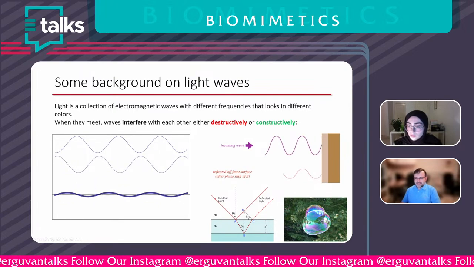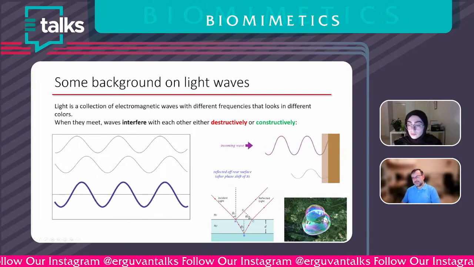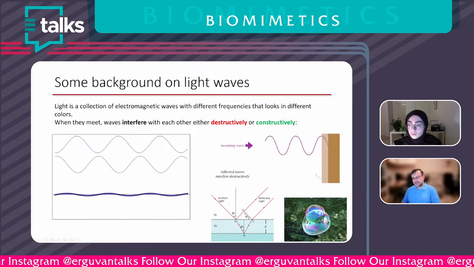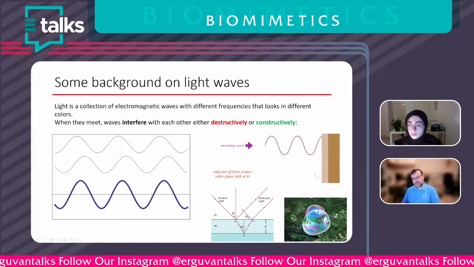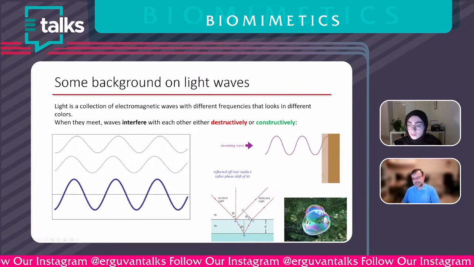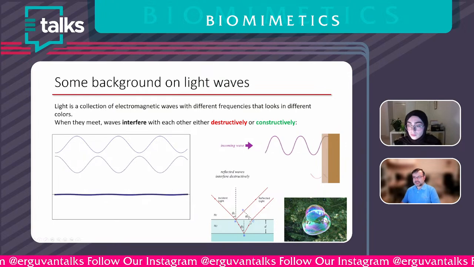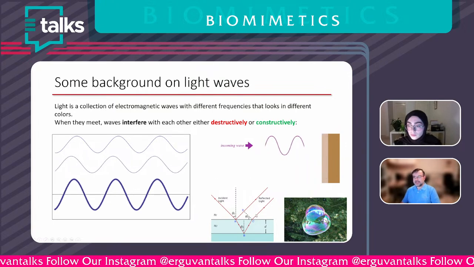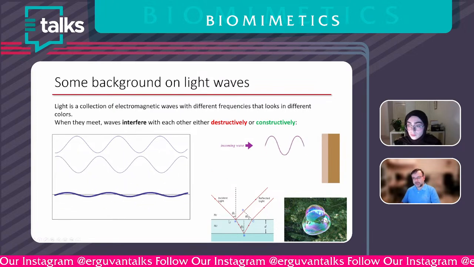Now, why is it important? This destructive and constructive interference will depend on the material here, this light blue colored thin film, its refractive index, and its thickness. By changing this, I may be able to get destructive or constructive interference. If I get destructive, nothing will be reflected. And actually, that's how anti-reflective coatings work.